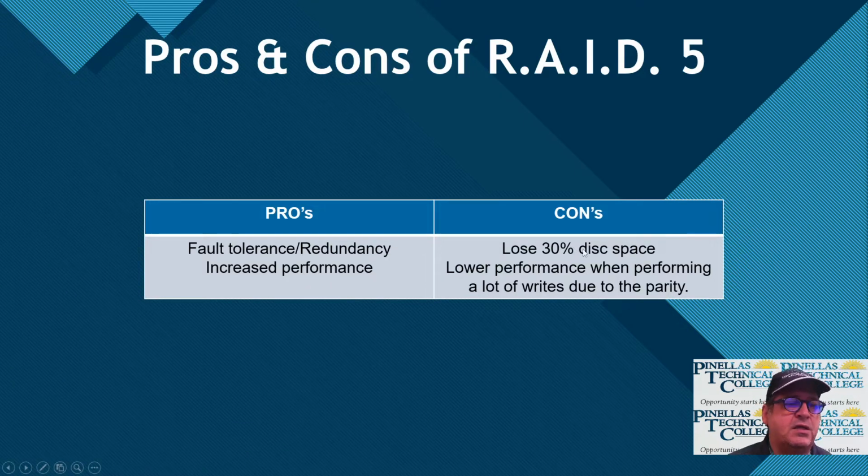The cons are you are going to lose 30% of disk space and lower performance when doing a lot of writes because of the parity. So it does also have the con that you have with RAID 1 because it's lower for writes. It's good for reads, but a little bit lower on writes because it has to write to the drive and then also to the parity stripe.